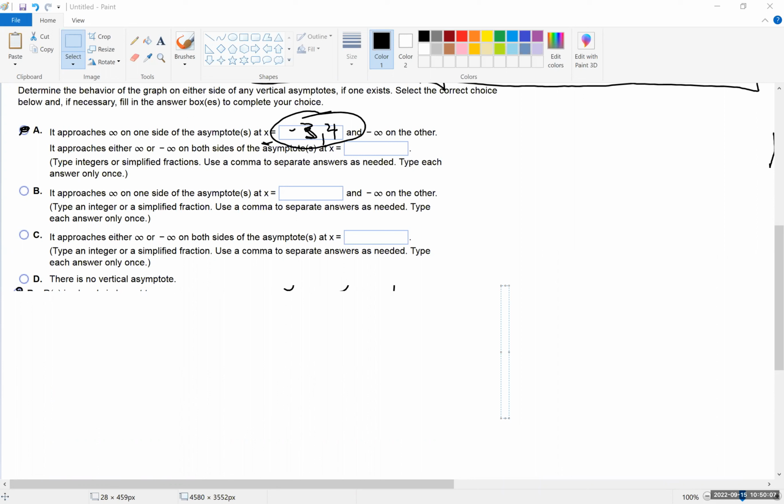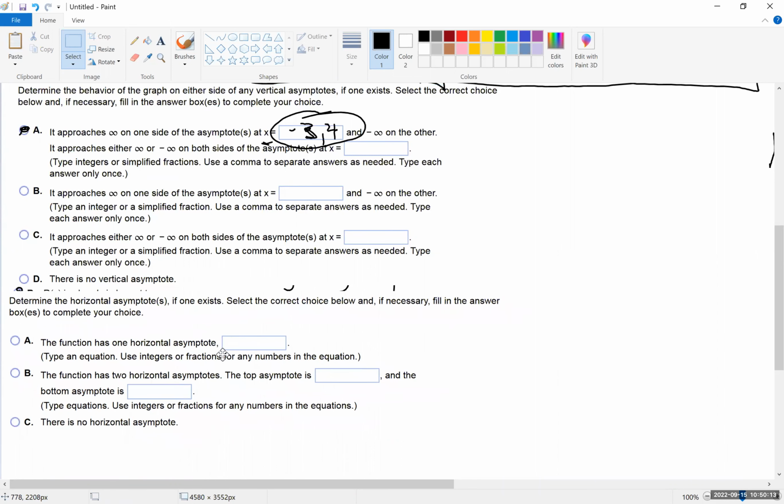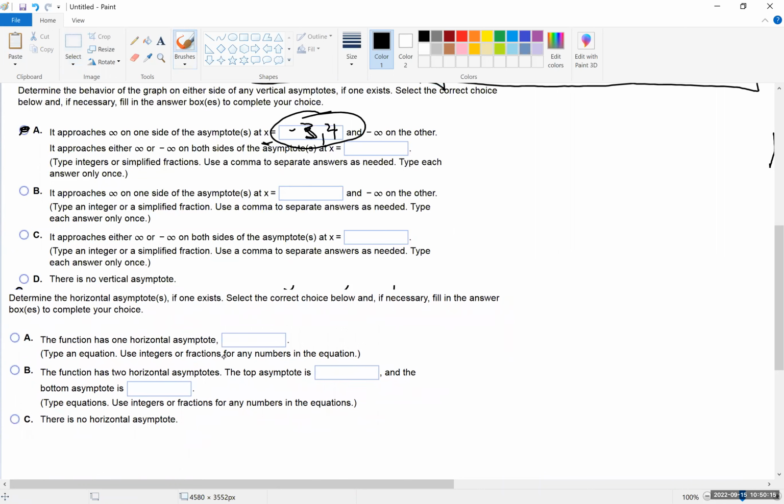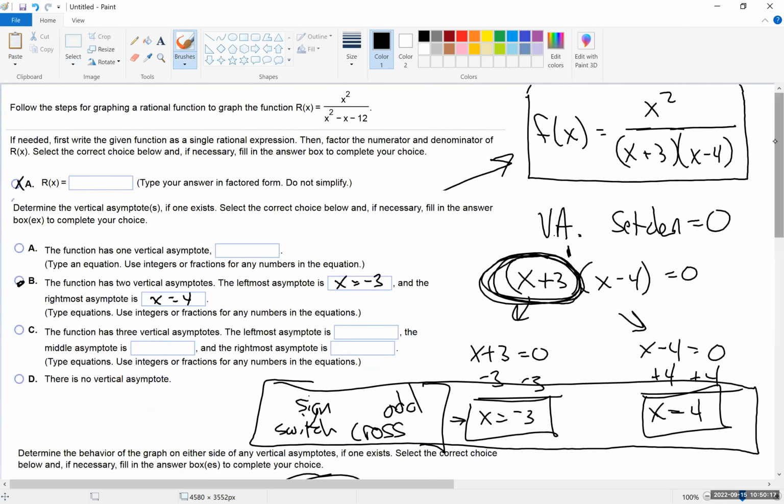Determine the horizontal asymptote, if there is one. Okay. And the way that I talk about these is we look at the degree of the numerator and the degree of the denominator. So let's move this down. Okay, we're going to move this. Oh, actually, we want to look at the original. Let's look at the original.